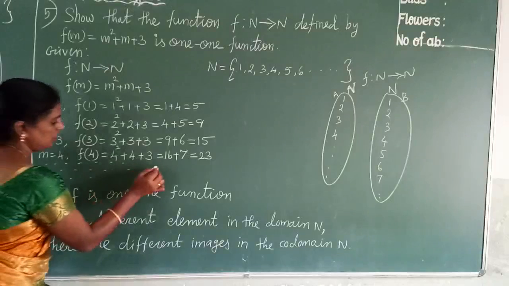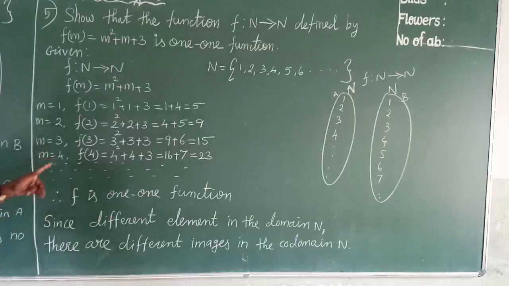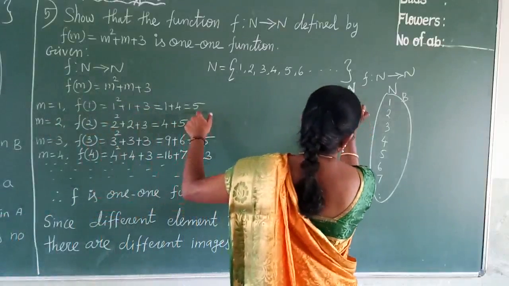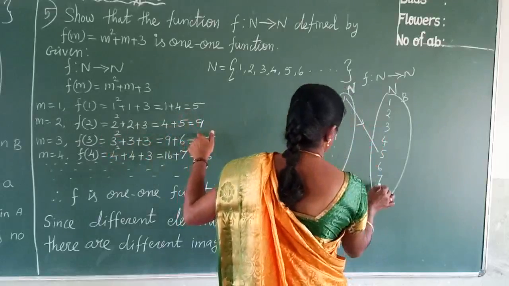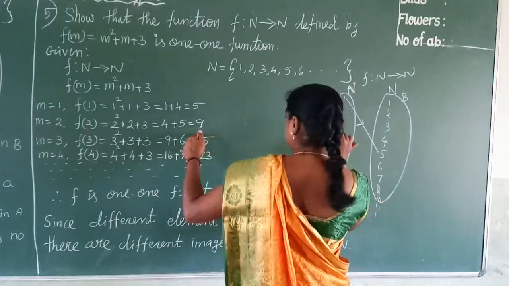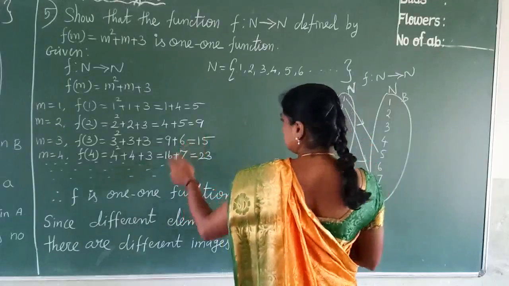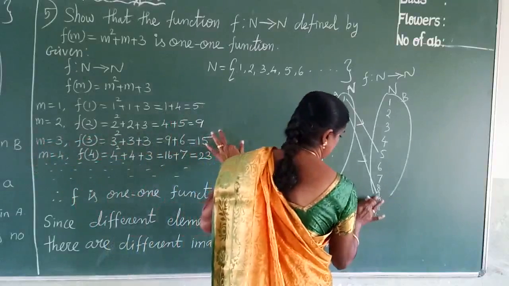So we take the remaining numbers also, it's going on. So natural numbers m equal to 4, m equal to 5, it's going on. So see that here 1 applied, what is the image? 5. 2, 9. So it's going on like this. So 2, answer 9. Suppose m equal to 3, that is 15.